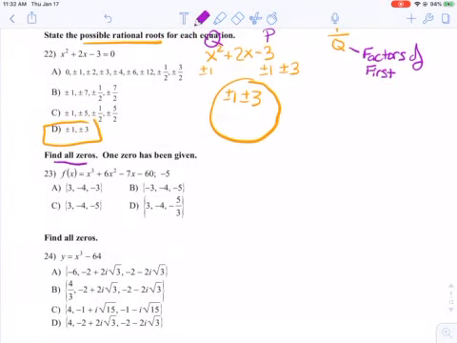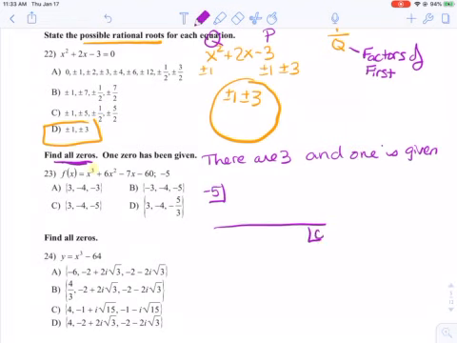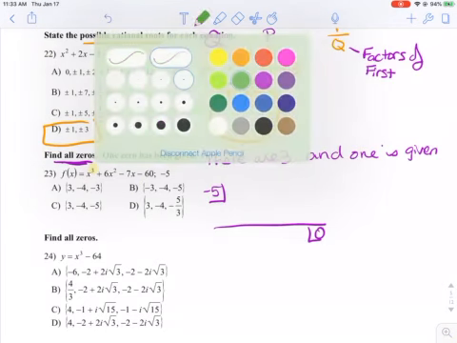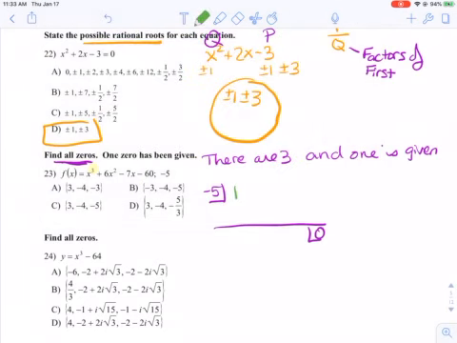Okay, now we're going to find all the zeros. And so this guy tells us that there are 3. And 1 is given. So -5 makes 0. That's given. So you're going to put your coefficients going across the top. -7, -60. And you're just going to go through the process.